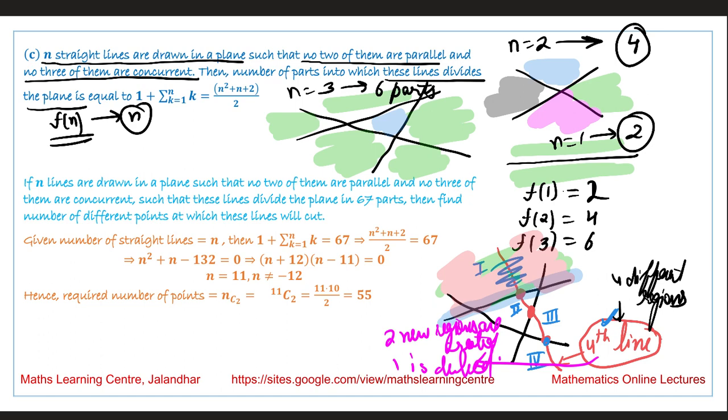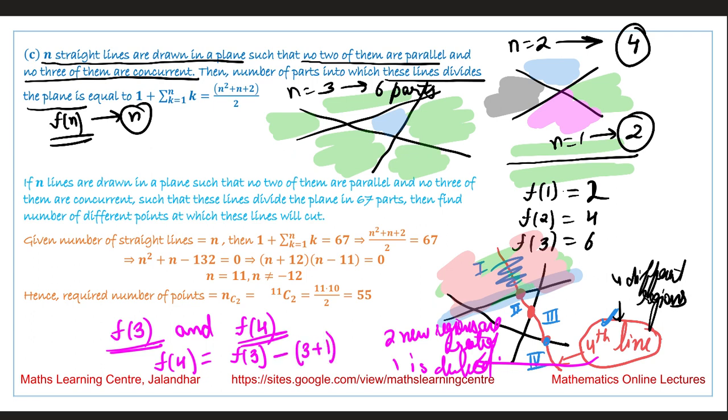So we are saying, if we talk about the value of f of 3 and f of 4, f of 3 is the number of regions when there were 3 lines, and f of 4 is the number of regions when there are 4 lines. So we are saying that f of 4 is equal to f of 3 minus 3 plus 1 plus 2 times 3 plus 1. We are saying 2 new regions are created and 1 region is being deleted.